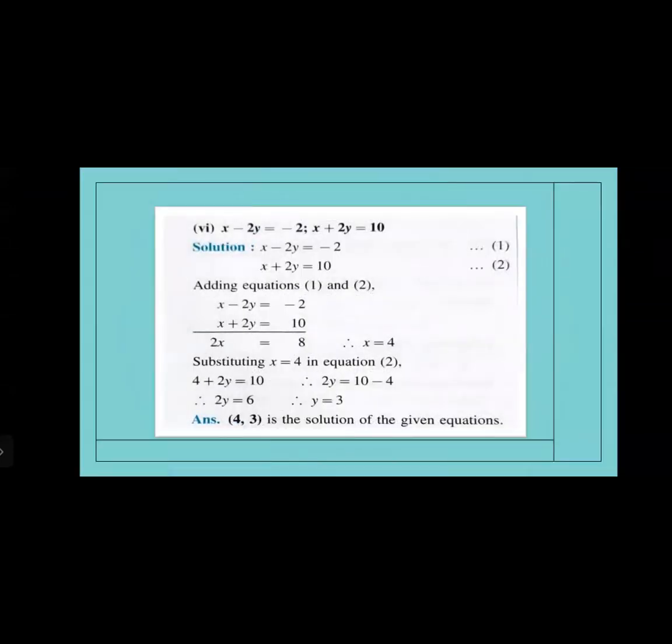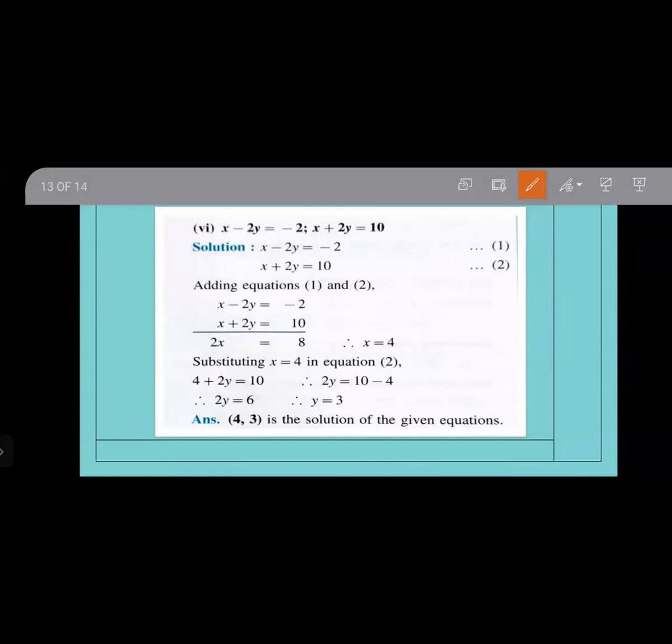Now let's see the elimination method. x minus 2y equals minus 2, x plus 2y equals 10. Now here, minus 2y and plus 2y, both the coefficients are the same and the signs are different. So if you add, it will be eliminated. Okay? It will get eliminated.